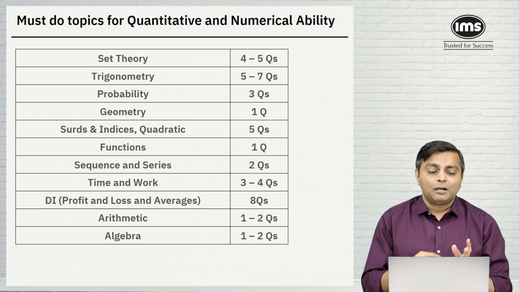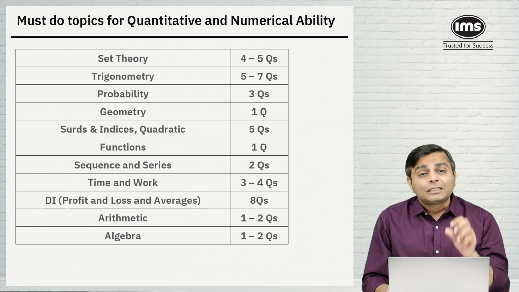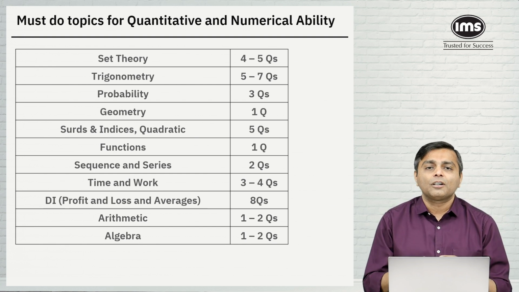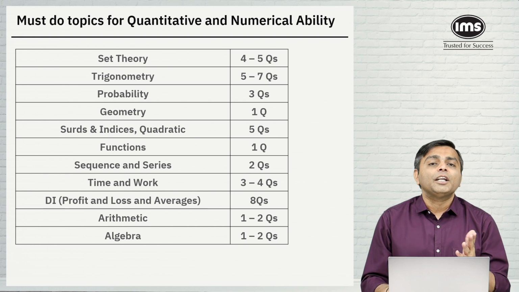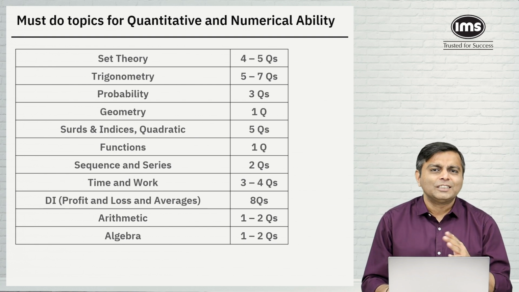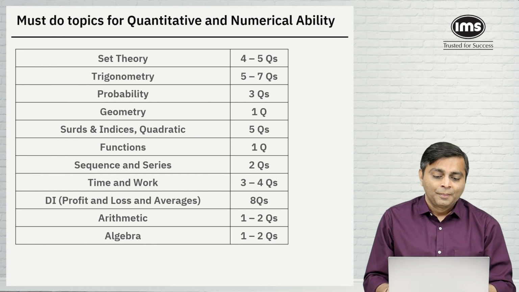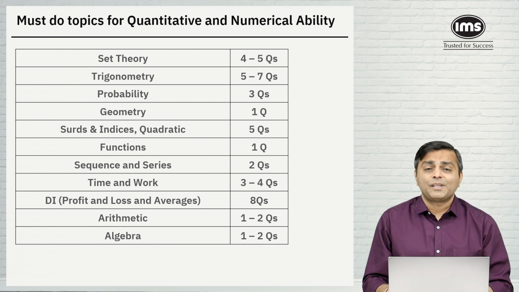Quadratic and indices had 5 questions. Surprisingly, functions did not have very many questions. Generally, last year or a year before that, we could see 3 to 4 questions on average on functions in every NPAT attempt. This time, we could only see 1 question so far in functions. Sequence and series 2, time and work 3 to 4 questions.